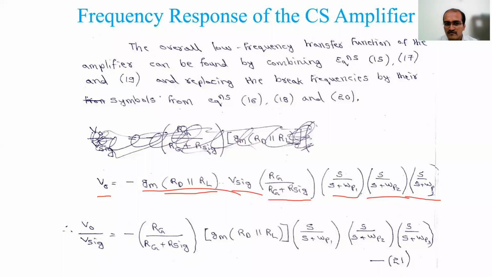This is called the frequency response of the low frequency. Now we'll take this V signal into the denominator, V naught by V signal, and whatever remains we'll write in some format. See here, minus this RG by RG plus R signal I am writing first. Then GM into RD parallel to RL I am writing next. And then all the corner frequencies I am writing next. Make it equation number 21. So this is the response.